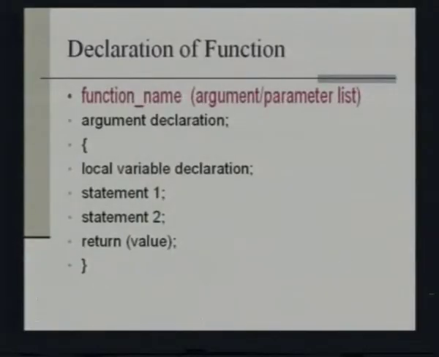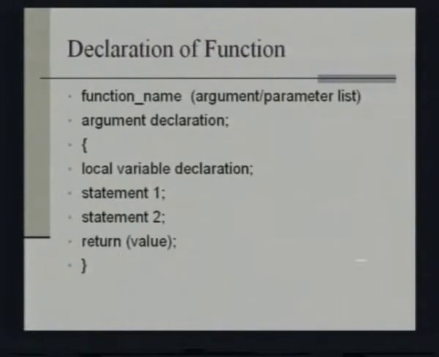So what does the function declaration contain? It contains a function name followed by arguments or parameters or variables. They are just another name for variables. You can call them arguments or parameters. They should be enclosed within parentheses and they should be separated by comma sign. You have the argument declaration. Argument declaration is nothing but what are the variables or arguments used in the function or in the program. They have to be declared here.